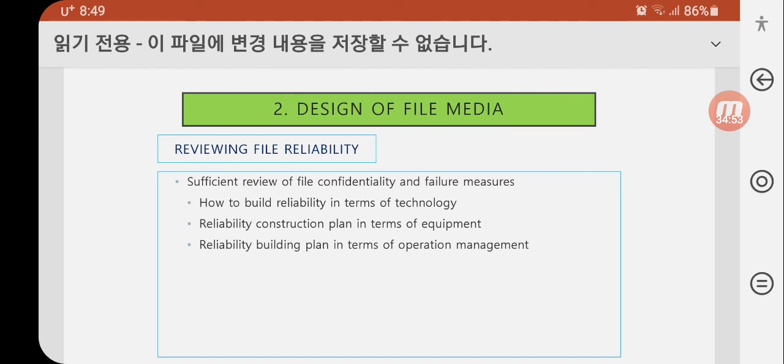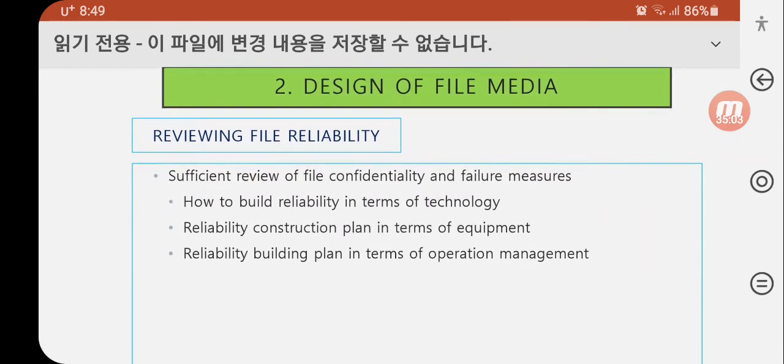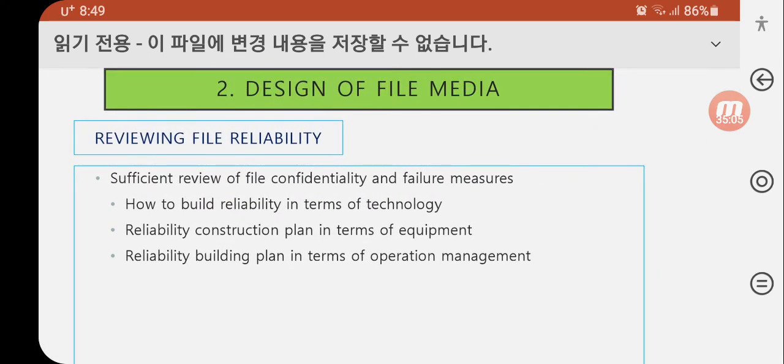Review of file reliabilities. Sufficient review of file confidentiality and future failure measures. How to build reliability in terms of technology. Reliability construction plan in terms of equipment. Reliability building plan in terms of operation management.